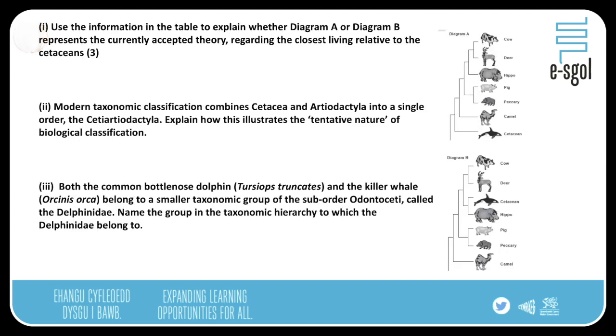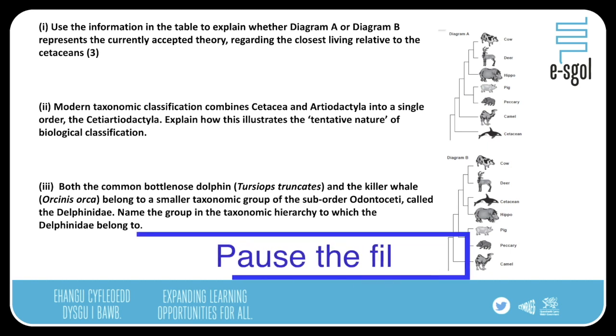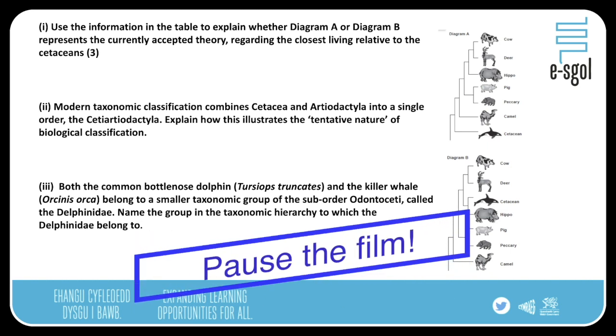Use the information in the table to explain whether diagram A or diagram B represents the currently accepted theory regarding the closest living relative to the cetaceans. The question is worth 3 marks. Pause the film here and write down your answer.